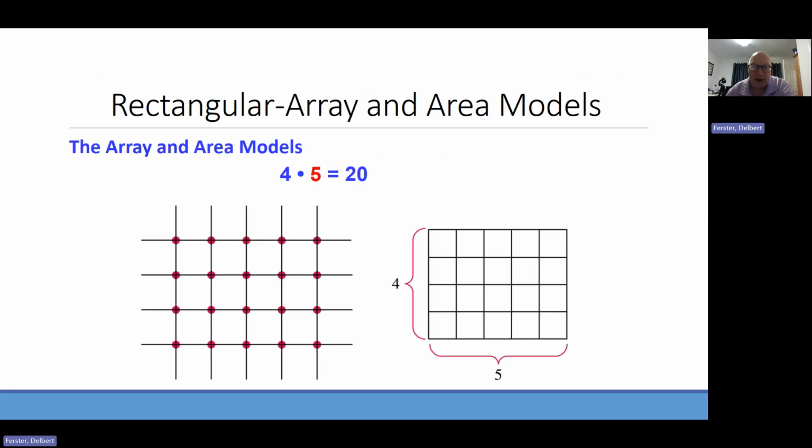Here are some other models for you to consider. I like the area one. I'm not as big an array guy, but I do like the area one. That's an area of 20, which is exactly the answer of 4 times 5. So we will see some stuff with area models as we work through our way in the PowerPoint for section 3.4.